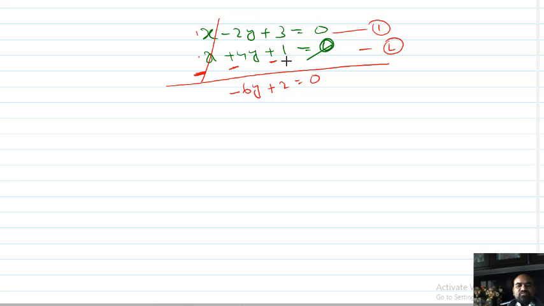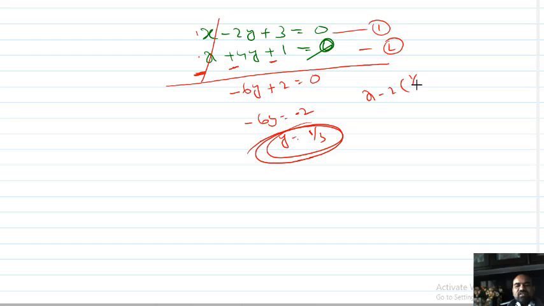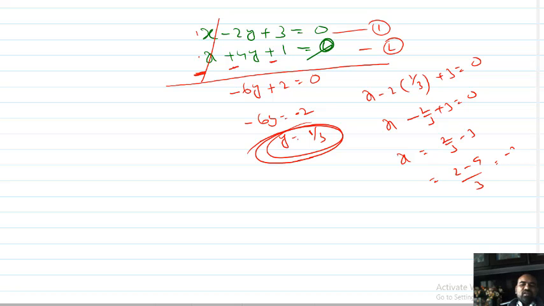Observe here. Minus 6y equal to minus 2, or y equal to 1 by 3. So you got y equal to 1 by 3. Substitute this y value in any one of the equations, you get the x value. So x minus 2 into 1 by 3 plus 3 equal to 0. x minus 2 by 3 plus 3 equal to 0, or x equal to 2 by 3 minus 3. That is equal to 2 minus 9 by 3, that is equal to minus 7 by 3.